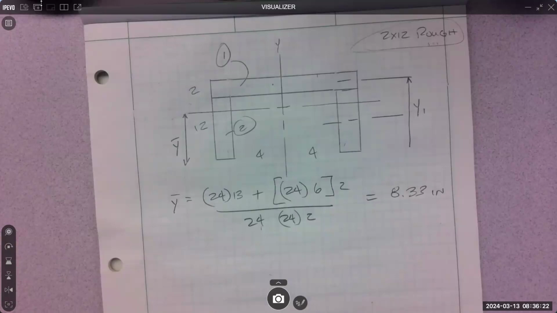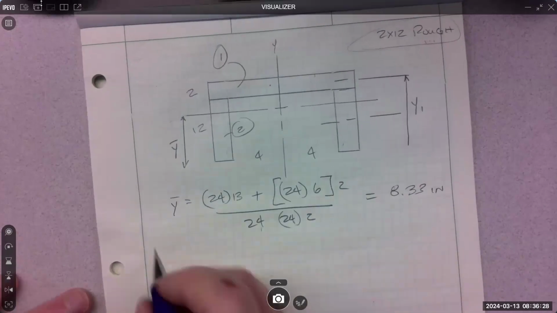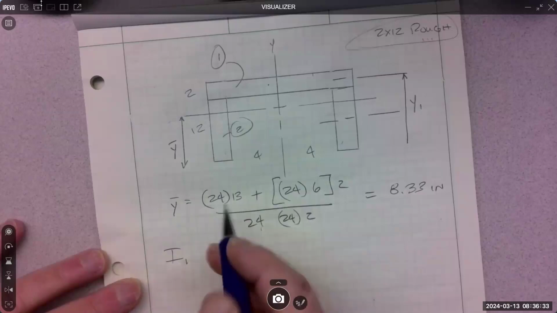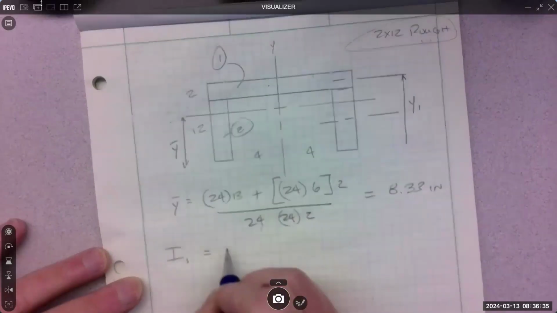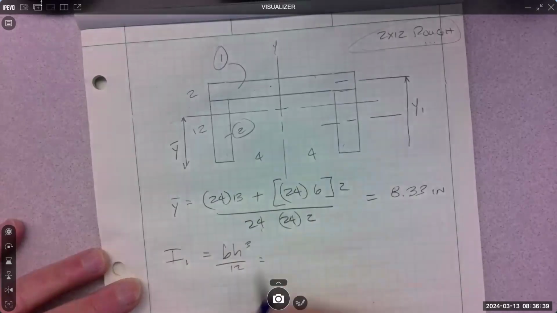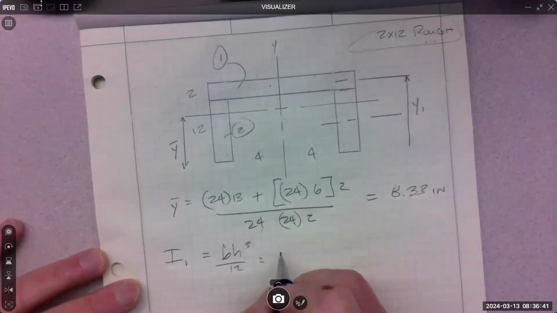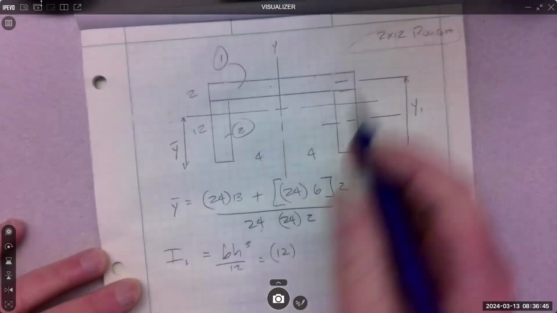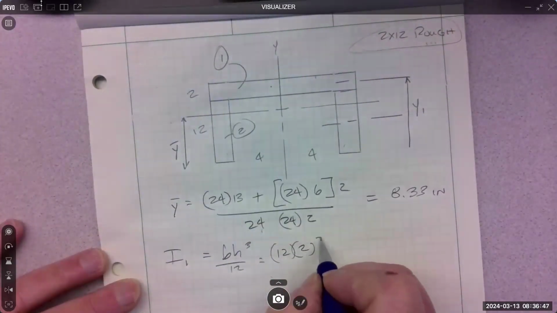What's next? Inertias of each one. Yep. How do we get that? So I need I of 1 about its origin, and I'm gonna use base times height cubed over 12. Base is 12 for number 1, this one. Height is 2.